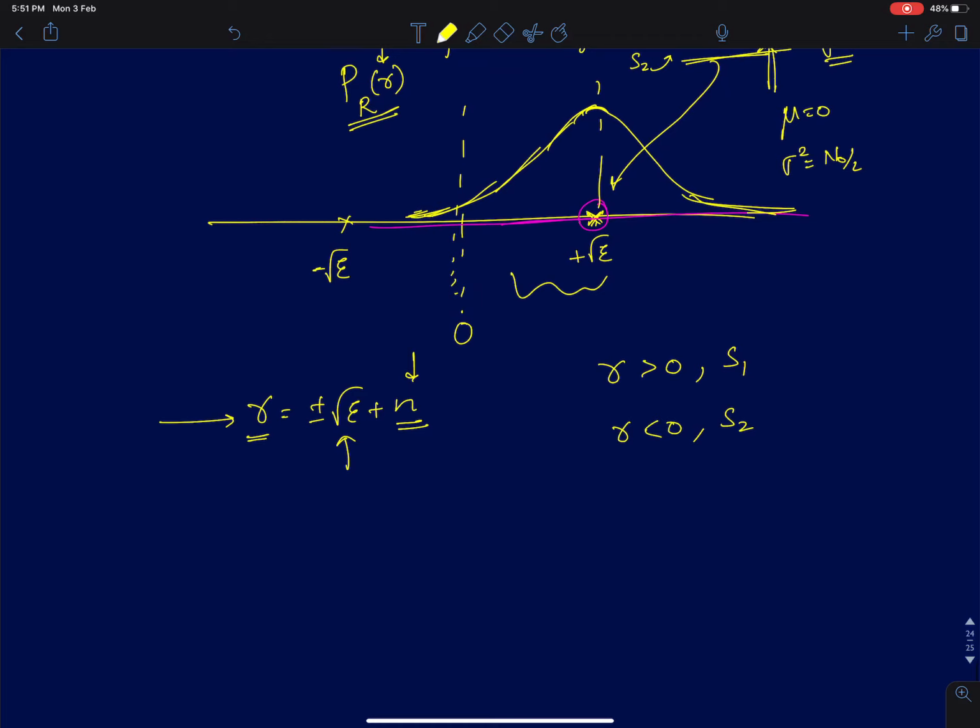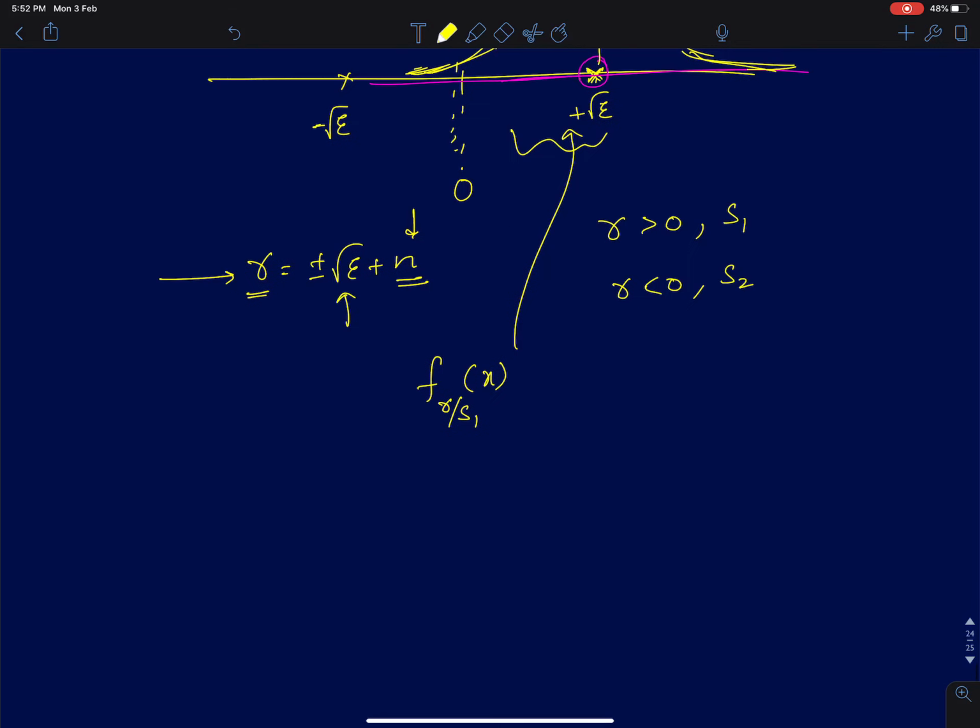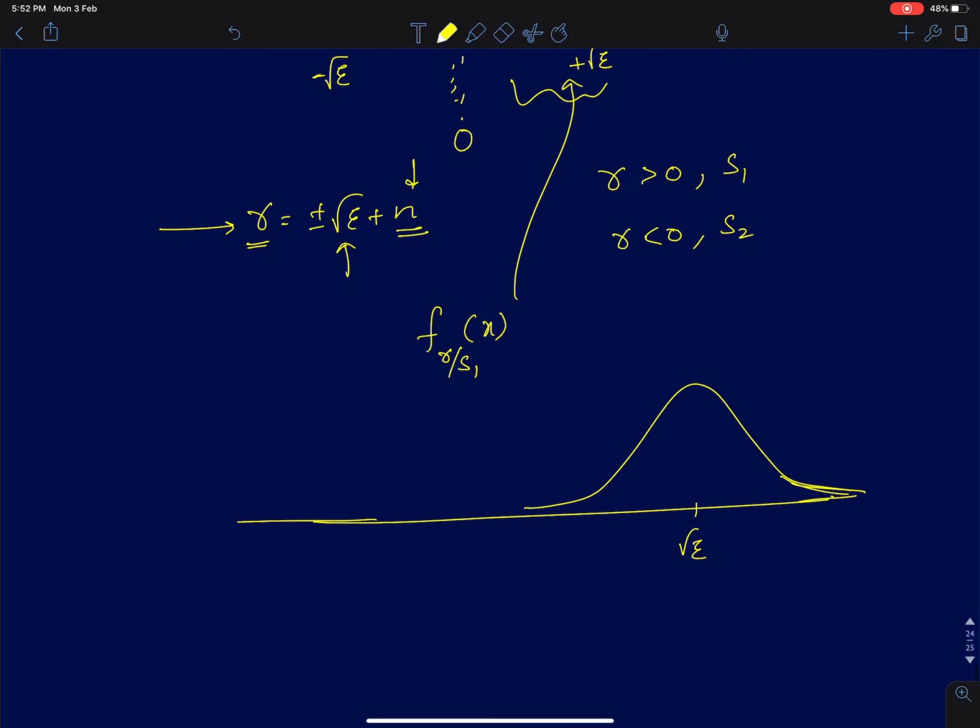If S1 was transmitted, this will be f of R given S1 is transmitted of x. The probability distribution, if S1 is transmitted, has mean plus root E, and the variance is going to remain the same. Variance is unaffected. Similarly, if S2 is transmitted, the mean is going to be minus root E. You can easily compute it. How do you compute the mean? Expected value of R equals x. This is not a random variable, so if you find the mean of a constant, you get the same value as it is. So it will be plus or minus root E, and the expected value of n is 0.